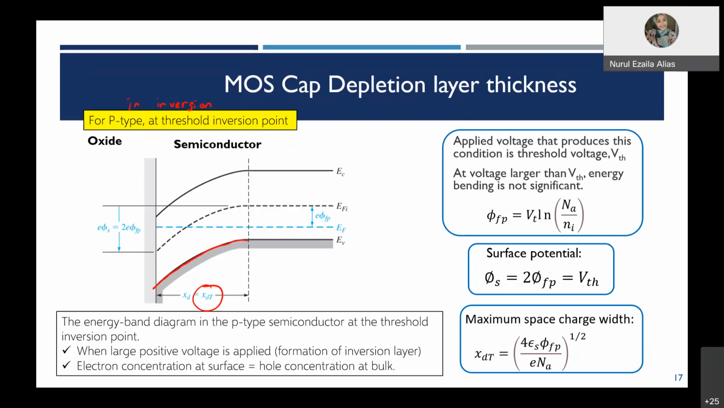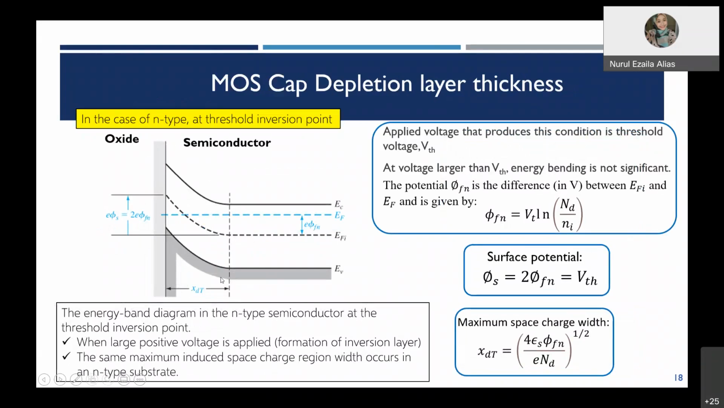Right, so the maximum space charge width will also be double. Instead of 2 epsilon s phi fp, now you have 4 epsilon s phi fp over q Na, all square root. Okay, I think you are familiar with all these parameters, the xdt and so on. This is the same from the first topic of this lecture until today in MOSCAP. So you're going to have the same kind of parameters. The depletion width and the space charge width are all the same.